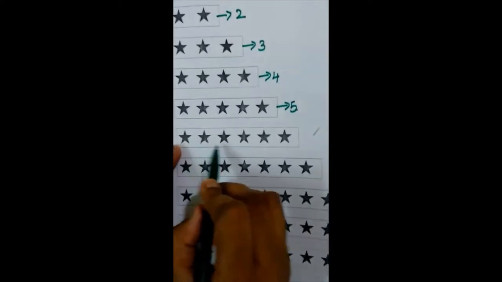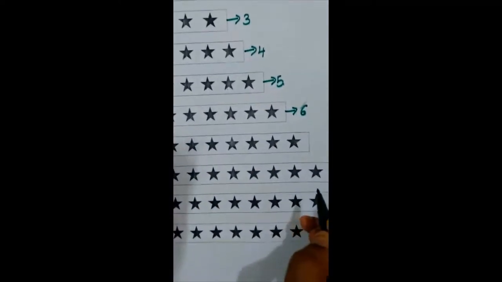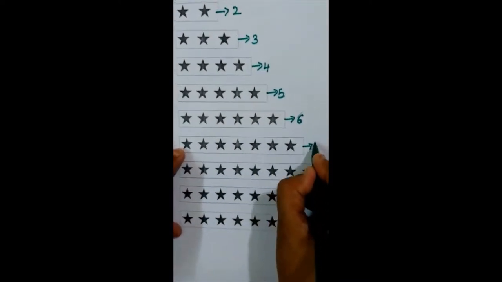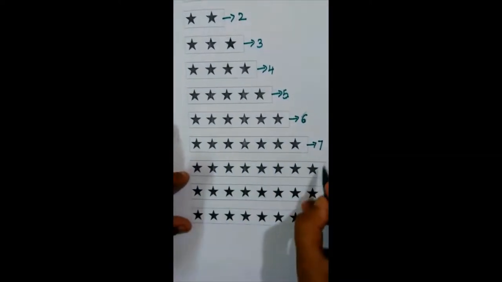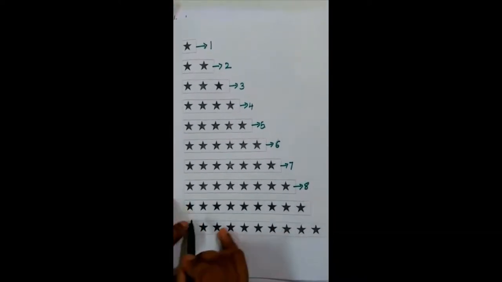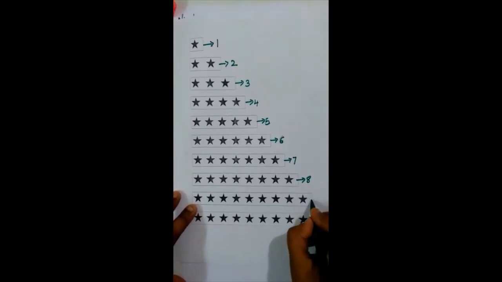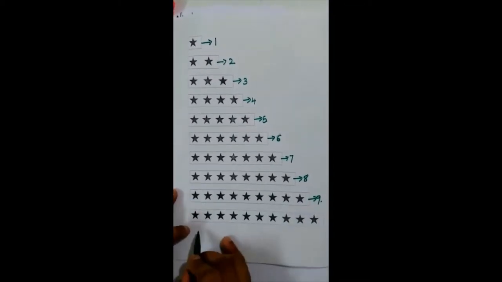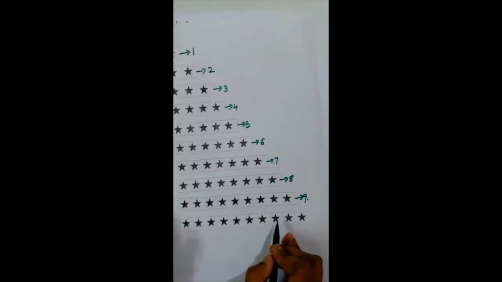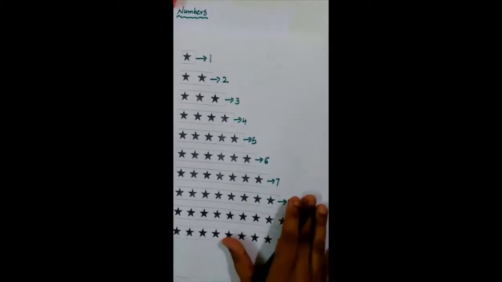Similarly, if you count the number of figures in this group, totally six figures are there. Here, one, two, three, four, five, six, seven figures are there in this group. Here, eight stars are there in this group. Similarly, here, one, two, three, four, five, six, seven, eight, nine figures are there in this group. Totally 10 figures are there in this group.